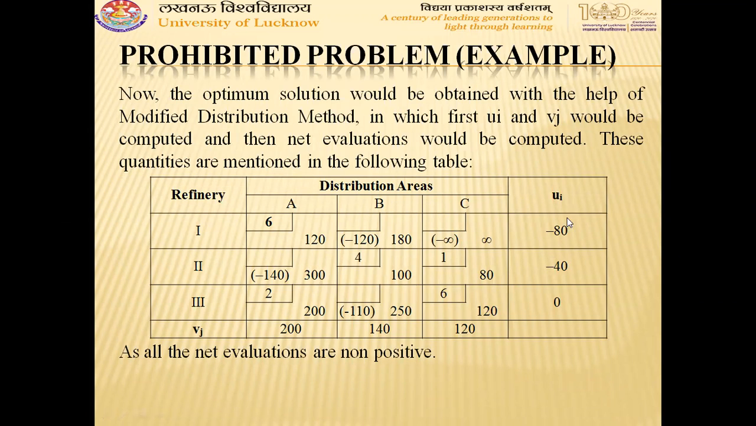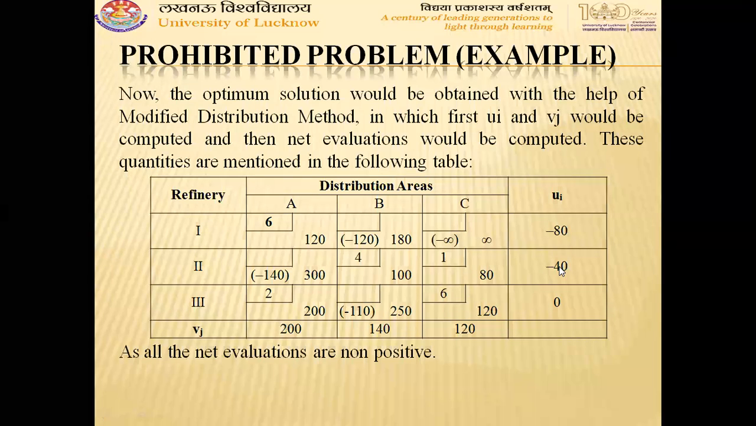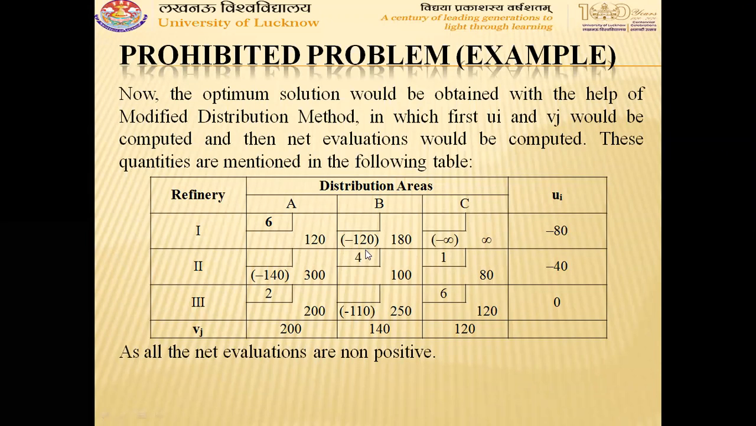So here the calculation of ui and vj is given. Here ui is taken as 0, so vj will become 200. Similarly for this, it will become 120. Now from this we go to this one, where cost is 80, so ui will be minus 40. Similarly, other calculations are made. The ui and vj are calculated by solving the equation ui plus vj equals cij. So using that, we can easily obtain ui and vj.